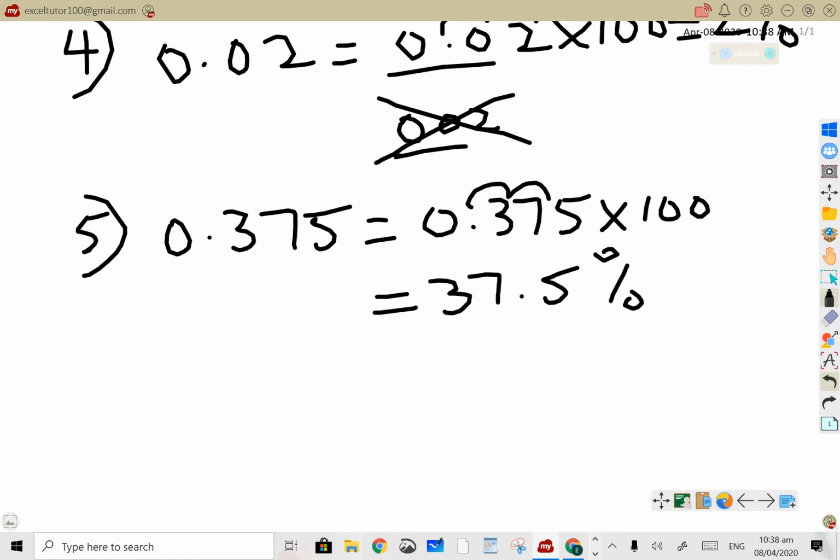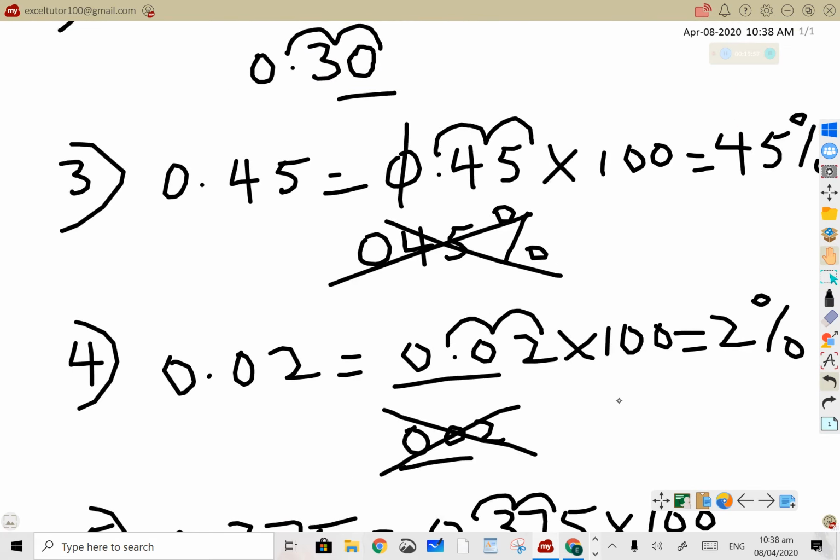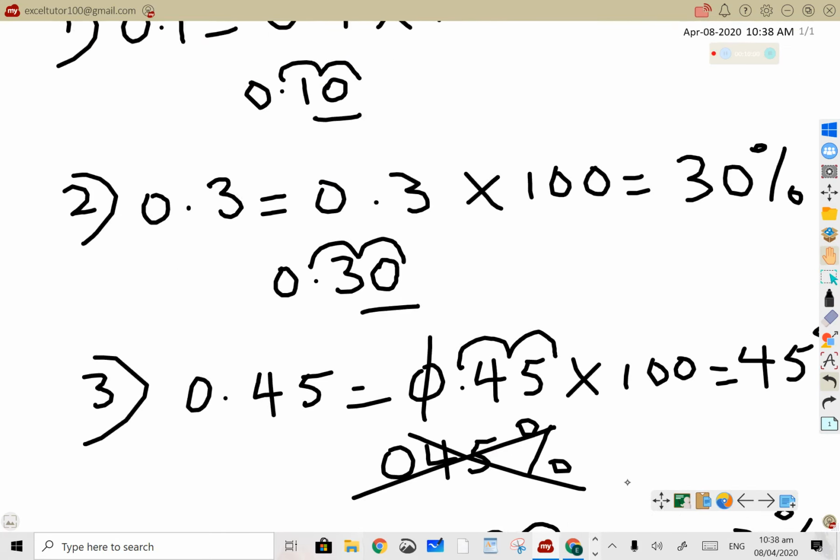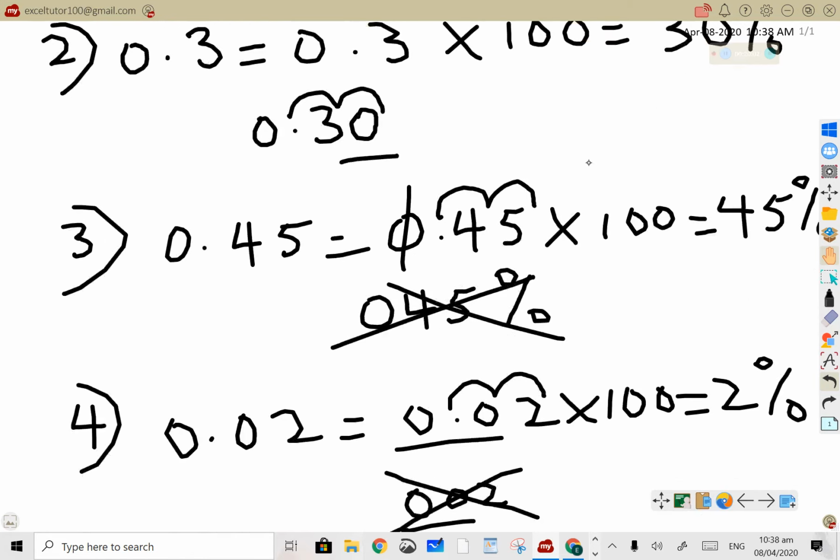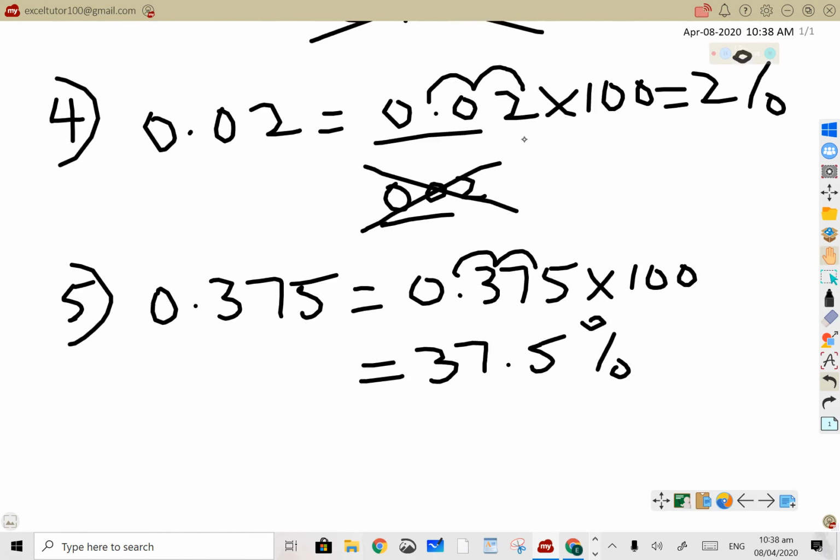Okay, so that is basically how easy it is. You just move your point 2 spaces to your right. If you do not have enough spaces, then like number 1 and 2, you fill it with a 0.